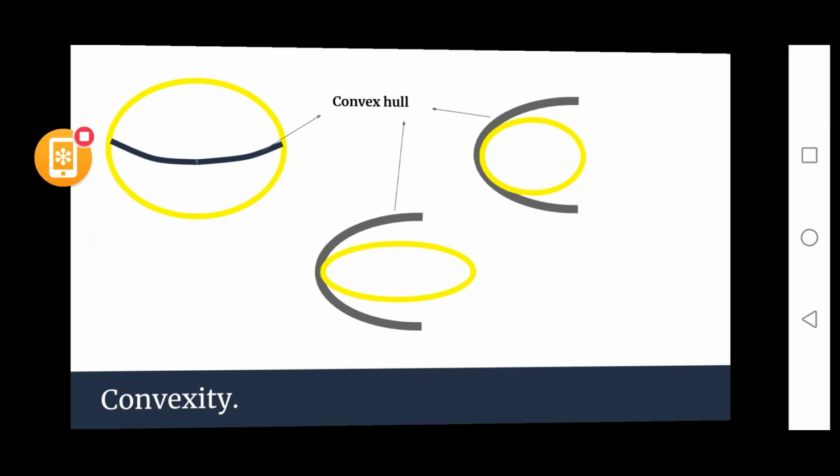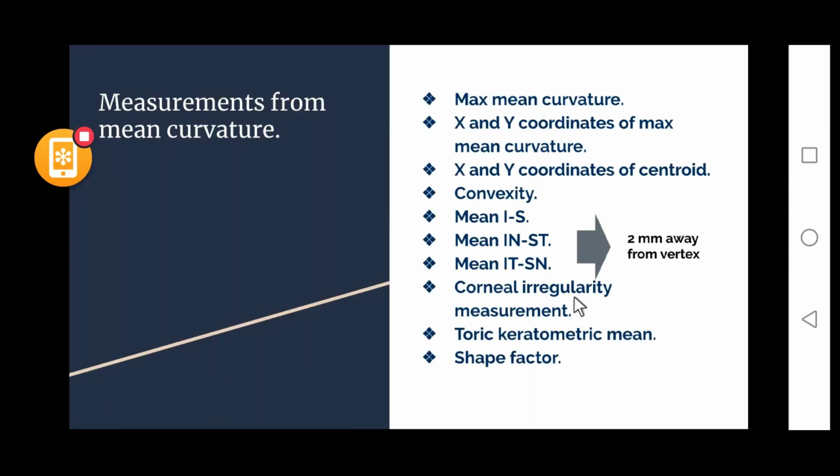Okay, before going ahead, we will talk about a little bit more what it tells us. There is something known as a corneal irregularity measurement, that is, how irregular is the cornea? It gives you an average value throughout the cornea. There is something known as a toric keratometric mean. Now, this tells you how much astigmatism is approximately present at the steepest region. Okay, as I told you, it tells you curvature at each and every point on the cornea in the mean curvature map. So it tells you how much is the toricity at the steepest region, and the last is the shape factor.